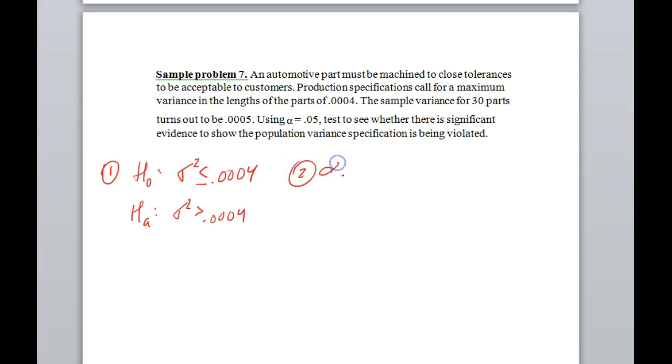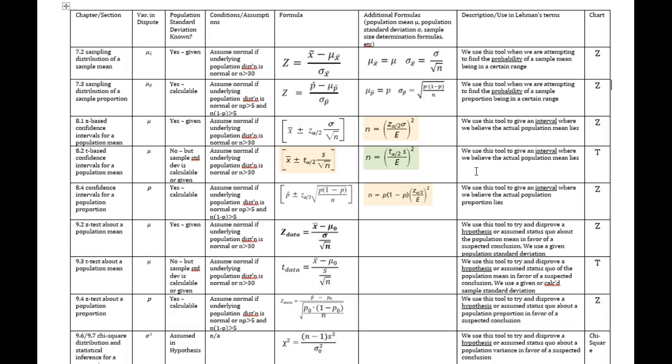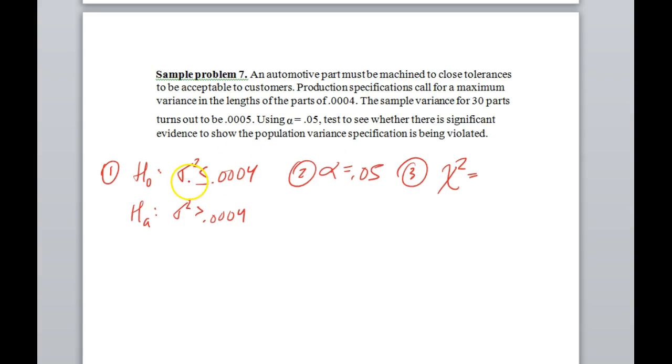Our significance level is given to us, so we have alpha equal to 0.05. What is our test? Our test is the chi-squared test. That's just chi-squared equals n-1 times s squared divided by sigma naught squared. This sigma we can represent as sigma naught. Either way, I'm not too particular about it.